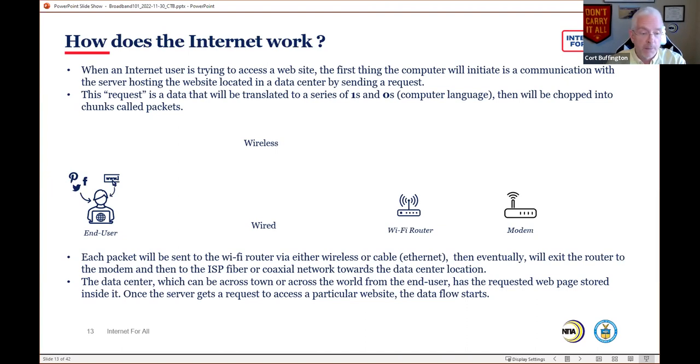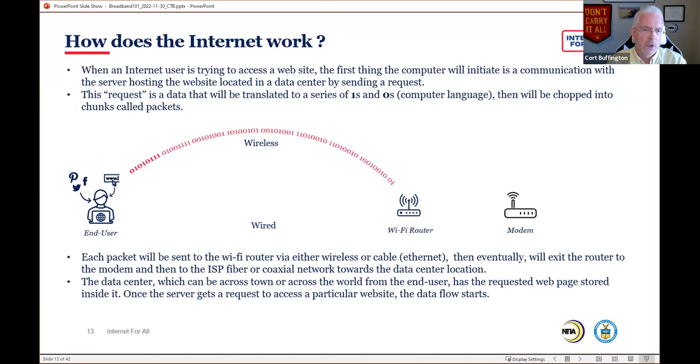So the modem's job is to translate between those two different signaling standards between the home network and on the ISP side. And there are multiple different standards, whether you have fiber to the home, whether you have a cable connection or DSL, et cetera.